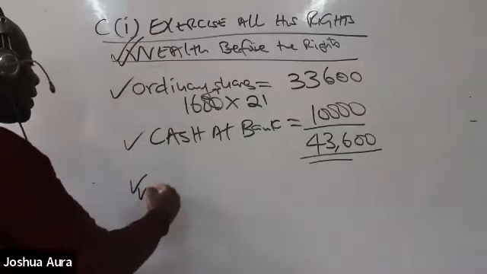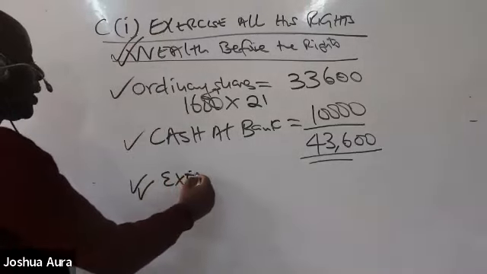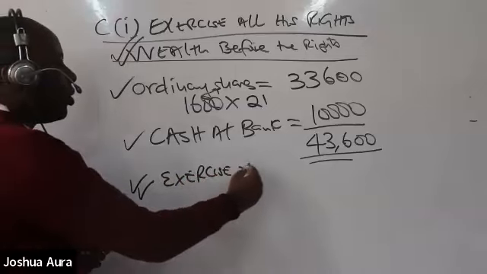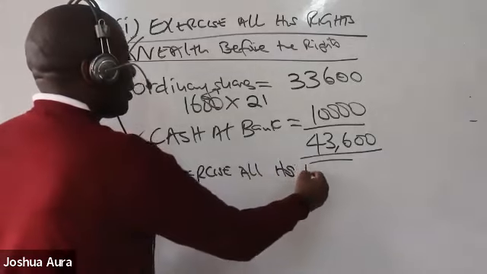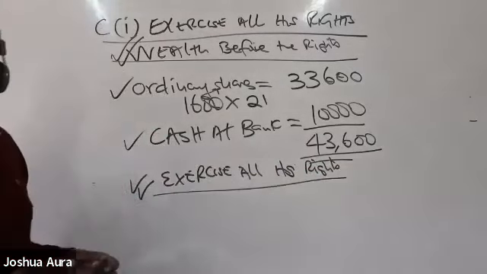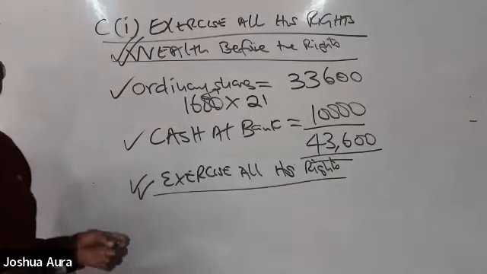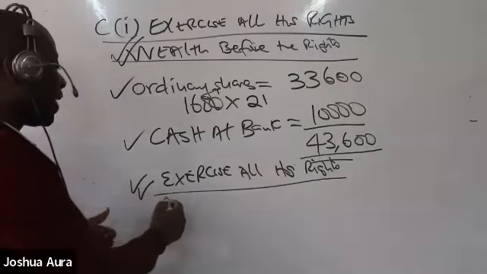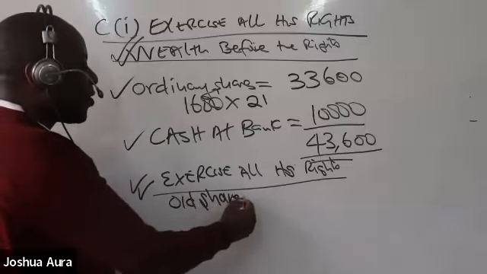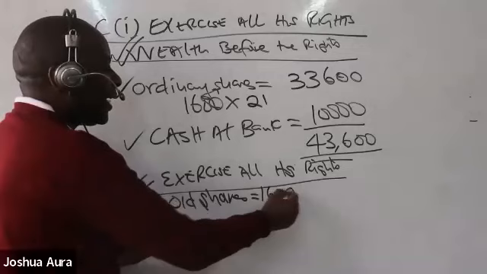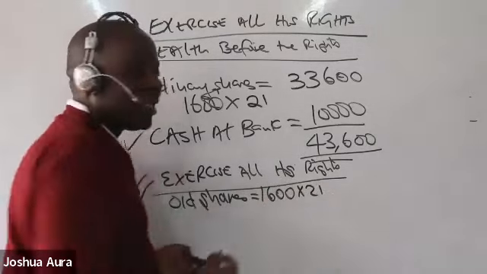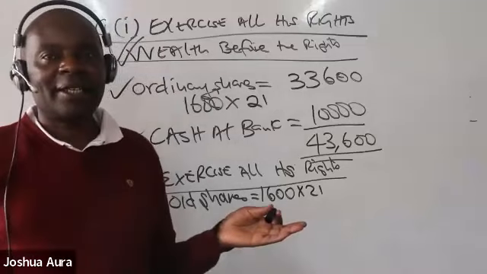What about if he goes ahead and exercises all his rights? What is going to happen? If he exercises all his rights, he will still have the old shares, remember. How many old shares? 1,600, isn't it? Times what here, somebody? 21. Times 21 still.